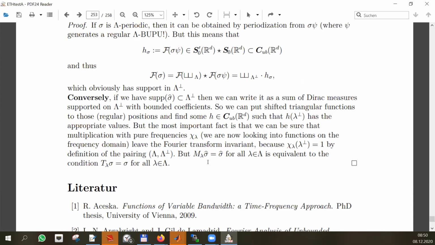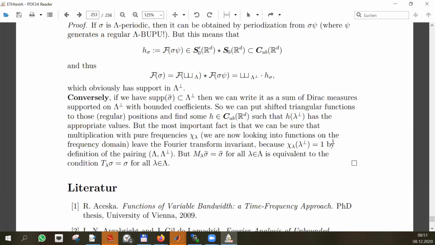So you have e to the 2 pi i, and you have pure frequencies which happen to be exactly at the positions that you have here in the support of your sigma hat. They are all 1. So how do you multiply a discrete measure with a pure frequency? You just multiply with the pure frequency at such a given point. But the pairing between lambda in lambda and lambda perp in lambda perp is exactly that. If you put them together, you get 1.